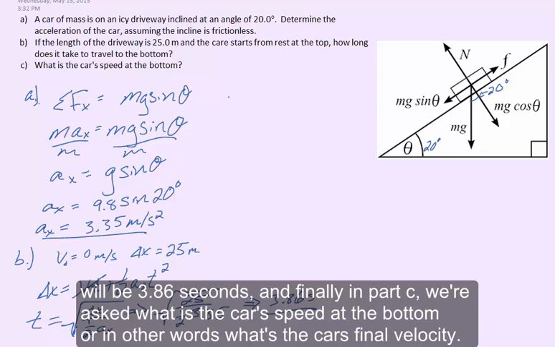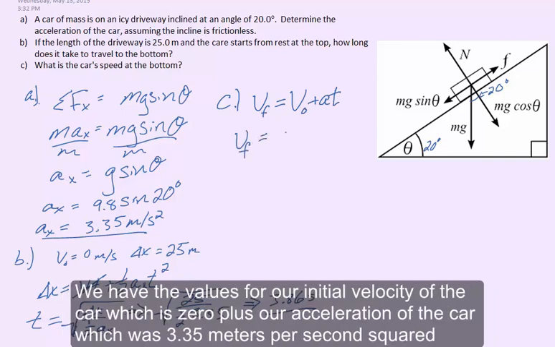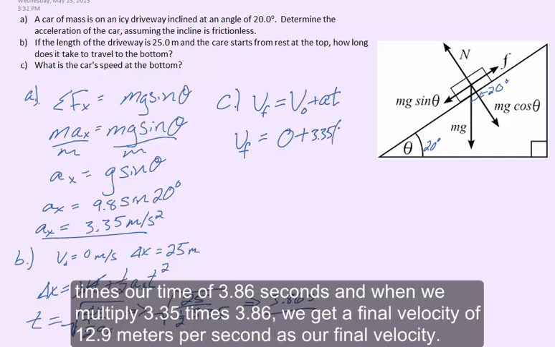And finally, in part C, we're asked what is the car's speed at the bottom? Or in other words, what's the car's final velocity? So the equation we have to solve for final velocity is our final velocity is equal to our initial velocity plus our acceleration times time. We have the values for our initial velocity of the car, which is 0, plus our acceleration of the car, which was 3.35 meters per second squared, times our time of 3.86 seconds. And when we multiply 3.35 times 3.86, we'll get a final velocity of 12.9 meters per second.